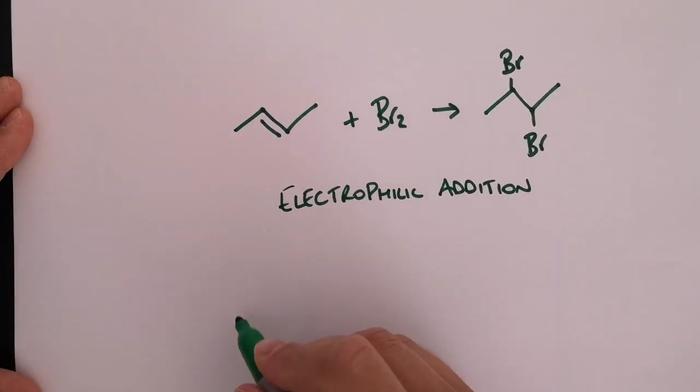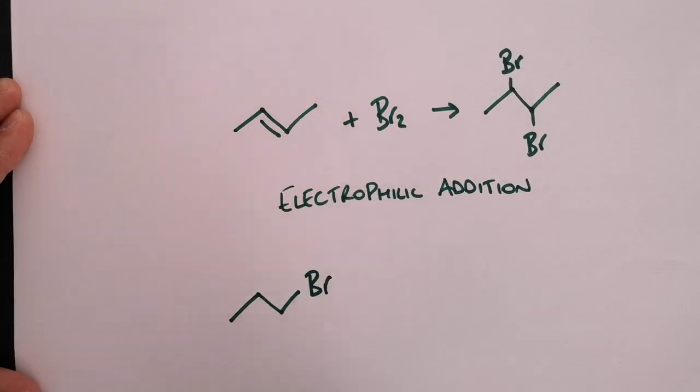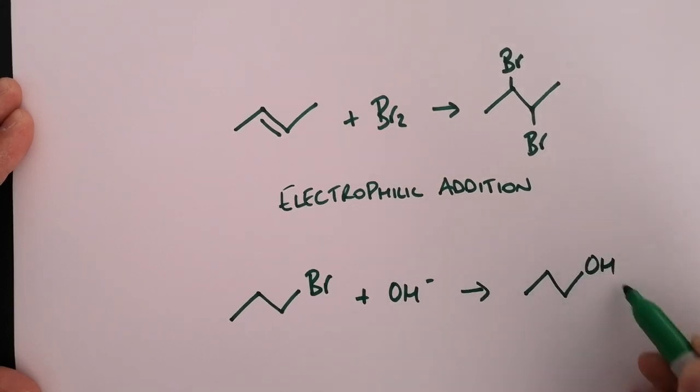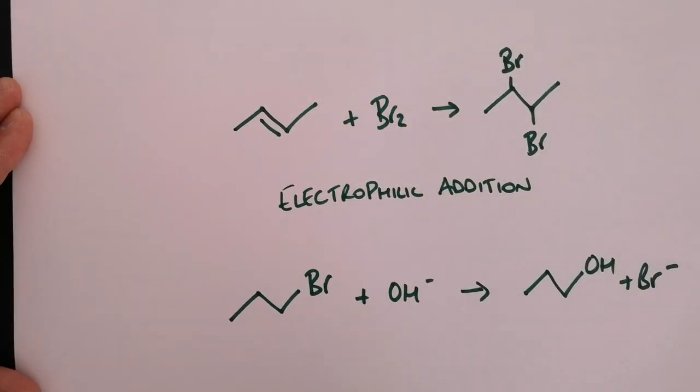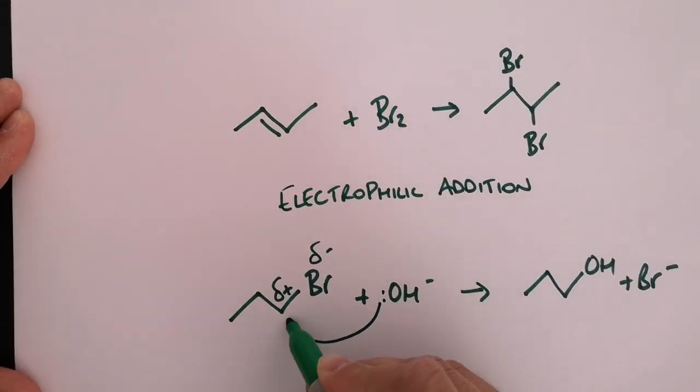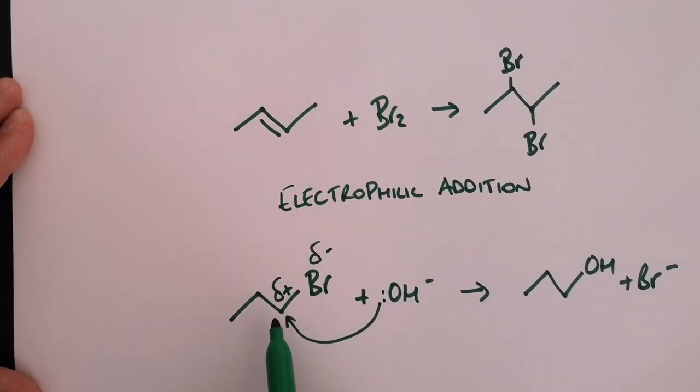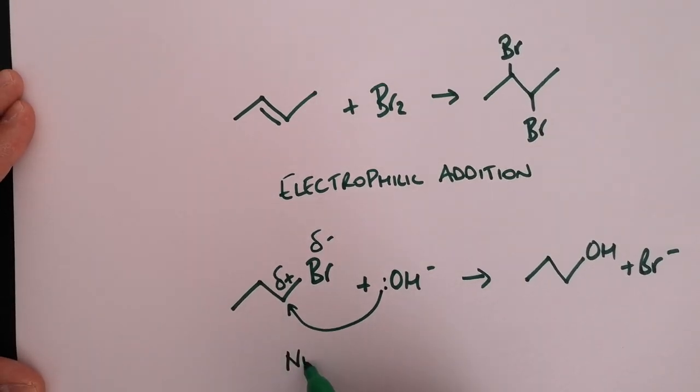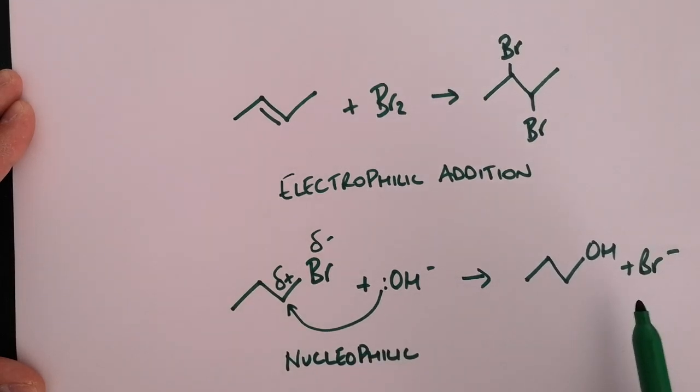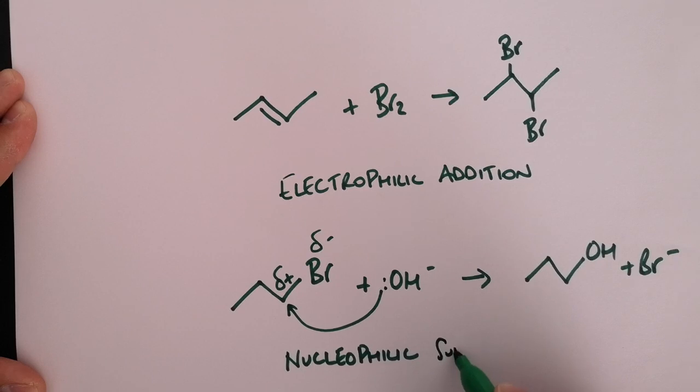Another mechanism you saw in year 12 would be when we have a haloalkane and we react it with hydroxide ions to form the alcohol and kick out a bromide ion. In this case, we have a delta negative bromine and a delta positive carbon, which is the bit that is attacked in the first step of the mechanism by the lone pair of the hydroxide. The hydroxide is attracted to the delta positive carbon, so that is a nucleophile. So this is nucleophilic. And if you look at what's happening, 2 reactants are coming together to make 2 products. The OH has taken the place of the Br, so this is substitution.